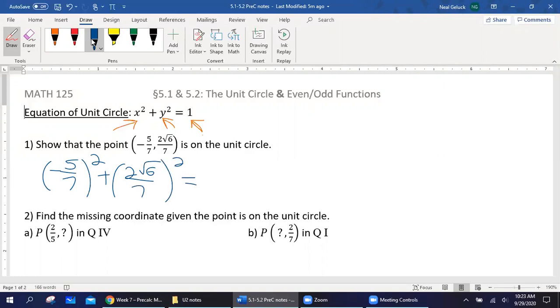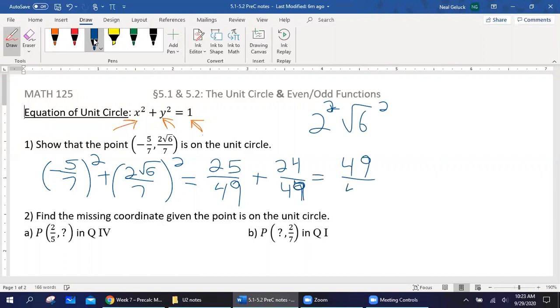Well, negative 5/7 squared, I'd square the top and bottom, and that'd give me 25 over 49. The second part, be careful here. 2 root 6 squared, I have to square the 2, and I have to square the root 6. I'm squaring both of those and then multiplying them together. So that would be 4 times 6, which is 24 over 49. And that gives me 49 over 49, which is 1. So basically we were just verifying, check, that point is on the unit circle.